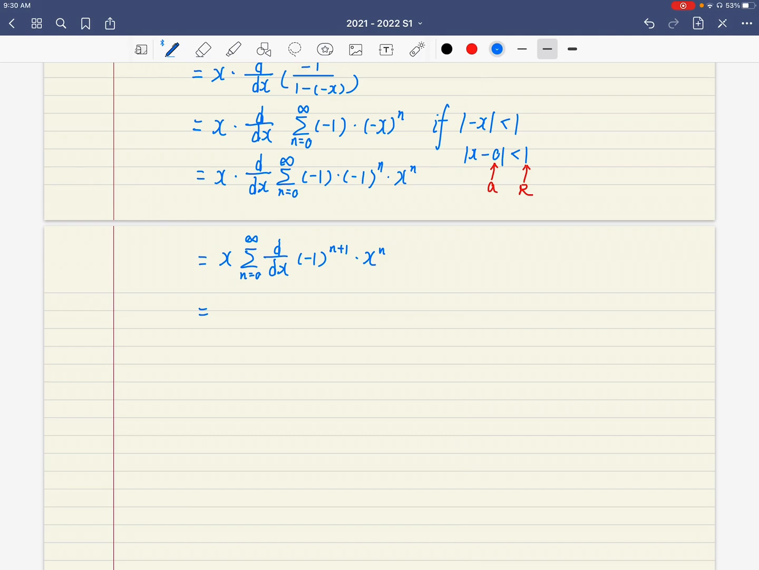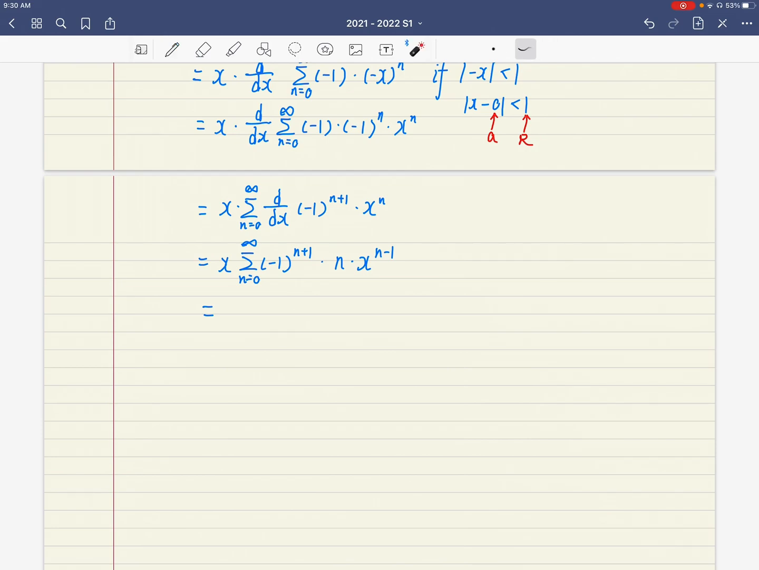Then here, for x, this is a constant. Because you want to differentiate by x, anything about n is a constant. Then you just differentiate x to the power of n. The derivative is n times x to the power of n minus 1.